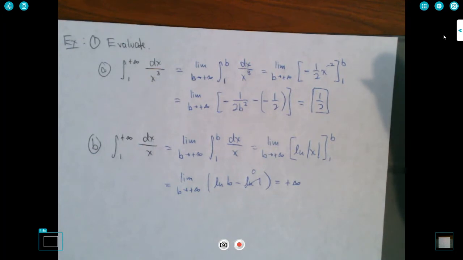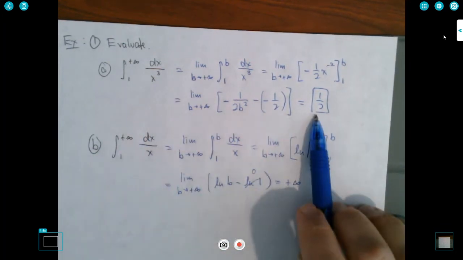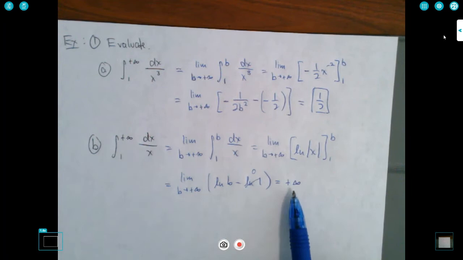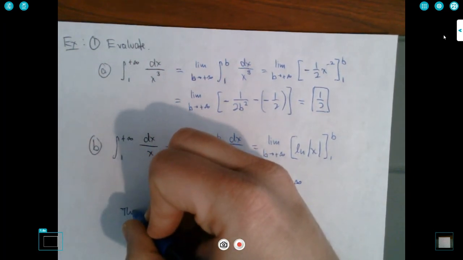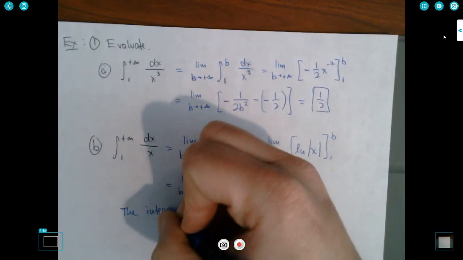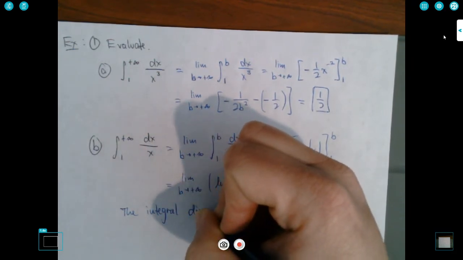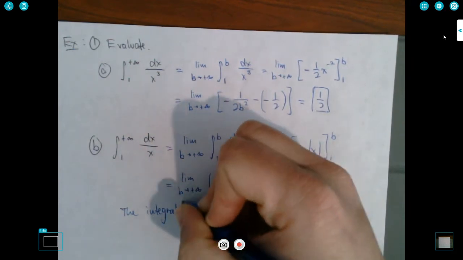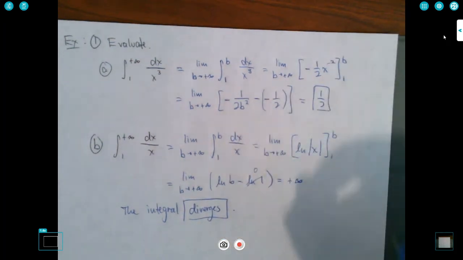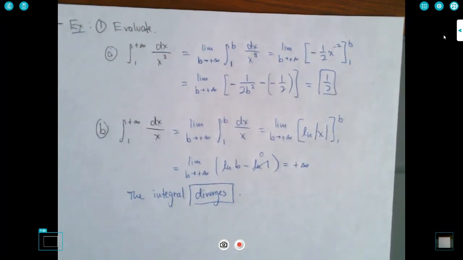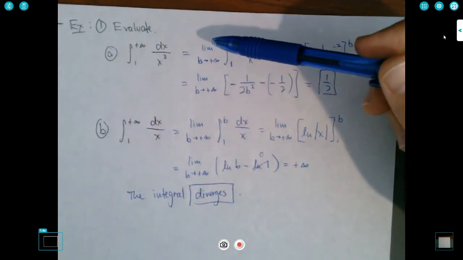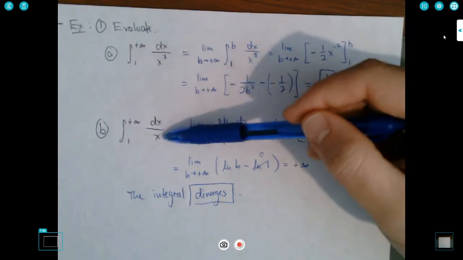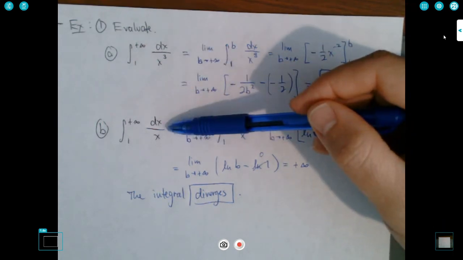Okay, so that's interesting, right? This one converged to 1/2, but this one diverges, right? The integral diverges. It does not approach any particular finite value. It goes off to infinity, you might say. So that's kind of interesting. In a second we'll come back to these kinds of problems, okay?